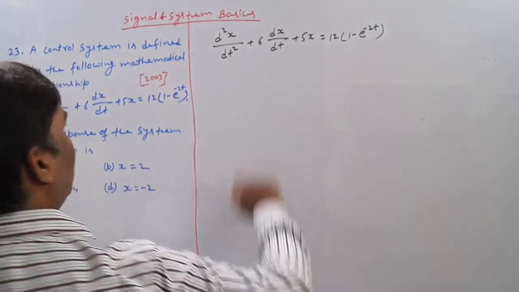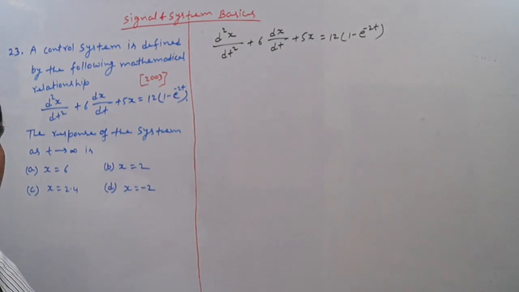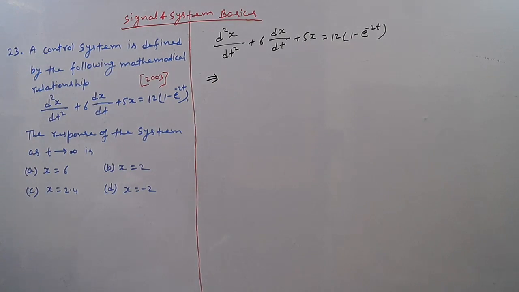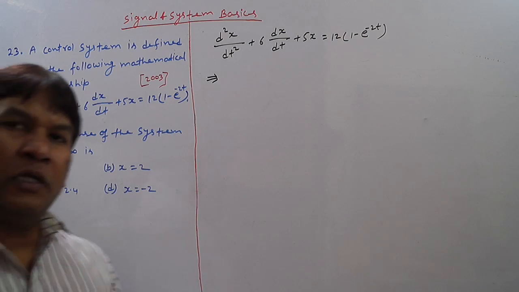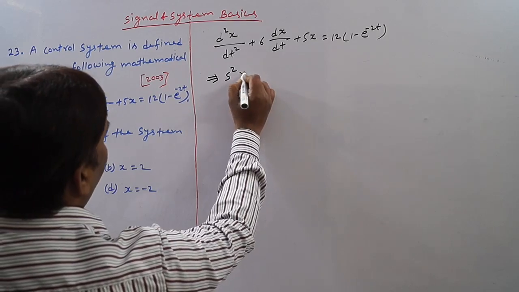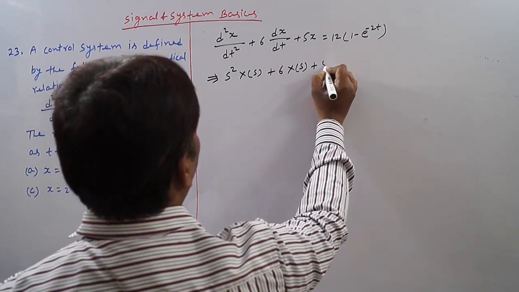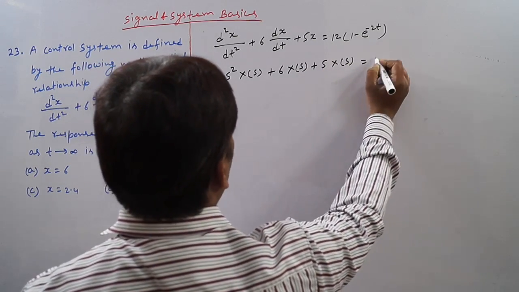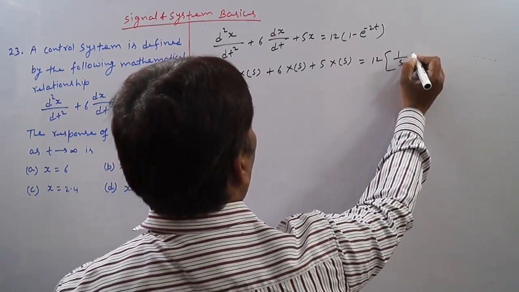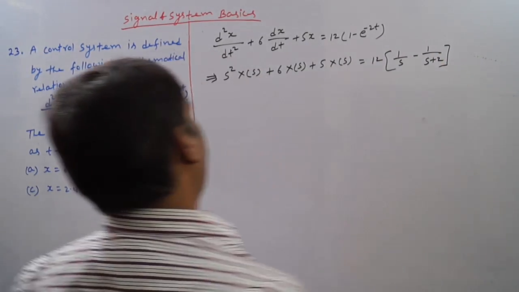So this is the equation governing the system. If we take the Laplace transform of both sides, and since the initial conditions are not given, we assume that the initial conditions are 0. So here we can write s square X(s) plus 6 X(s) plus 5 X(s) equals 12 times 1 by s minus 1 by (s plus 2), because e to the power minus 2t is associated with this.